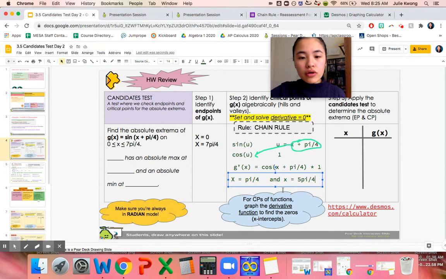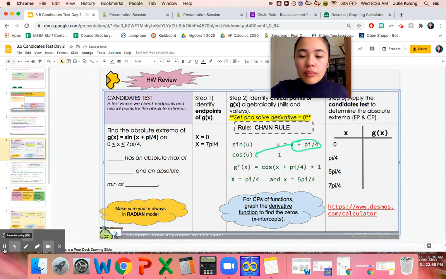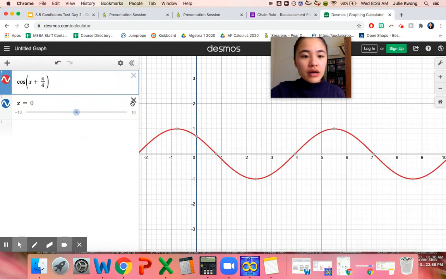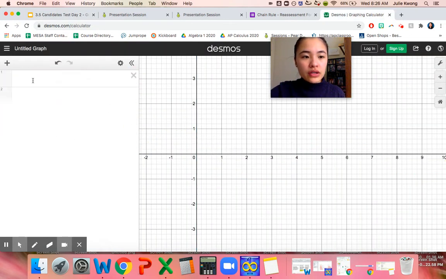Now we're going to take our critical points and endpoints, which are both our candidates that we're testing, and put this into our table to check out which one gets our absolute max and which one gets our absolute min. Now remember that when we're doing the candidates test, we look at the original function. That's where we're plugging in these candidates to see in the original function which one has the absolute max and absolute min. So I'm going to go back to my Desmos calculator. I'm going to clear out these functions because this was for the derivative function. I'm going to type in my original function. It was sine of x plus pi over 4.